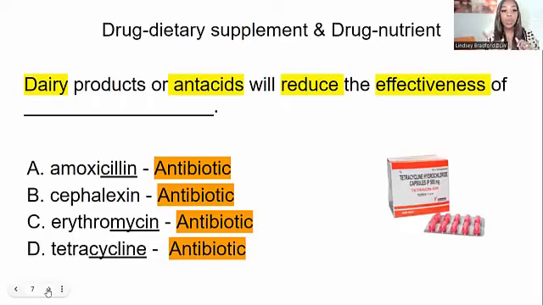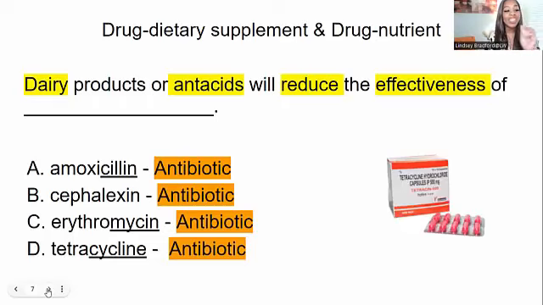This particular question is going to kill 2 birds with 1 stone too. We're not working harder, we're working smarter, making sure we get things completed while we have the time instead of having to go back and redo things. This slide is jam-packed with extra information. Dairy products or antacids will reduce the effectiveness of what? Tetracycline, letter D.